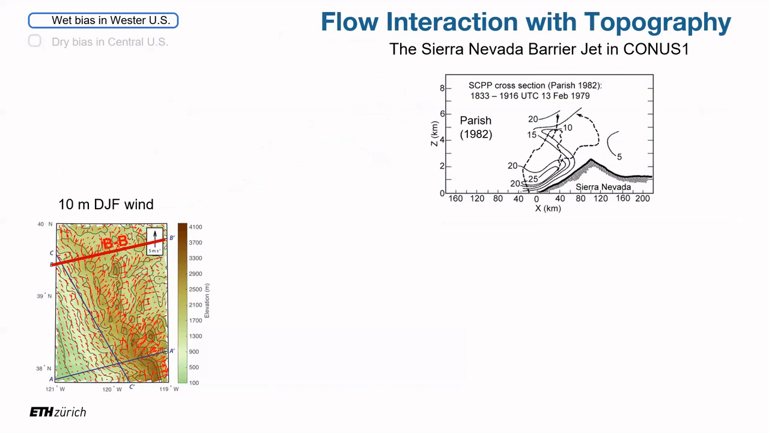And I'm showing you this on this example here. There are features called cross-barrier jets. They are studied quite a lot, also from an observational viewpoint. What you see in the top right figure here is from a field campaign in the 80s, actually, where they identified that when flow hits a mountain barrier and it cannot move over, it has to go around. And then you get this cross-barrier flow.